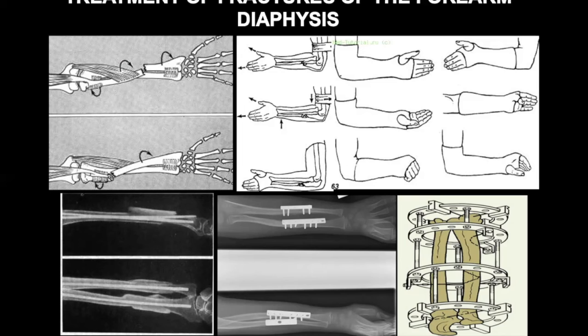On this picture, you could see the extrafocal type of osteosynthesis with Ilizarov's apparatus. It's very good for all types of fracture, but it needs special knowledge. It's not very simple to provide, but it could be useful for every type of fracture.